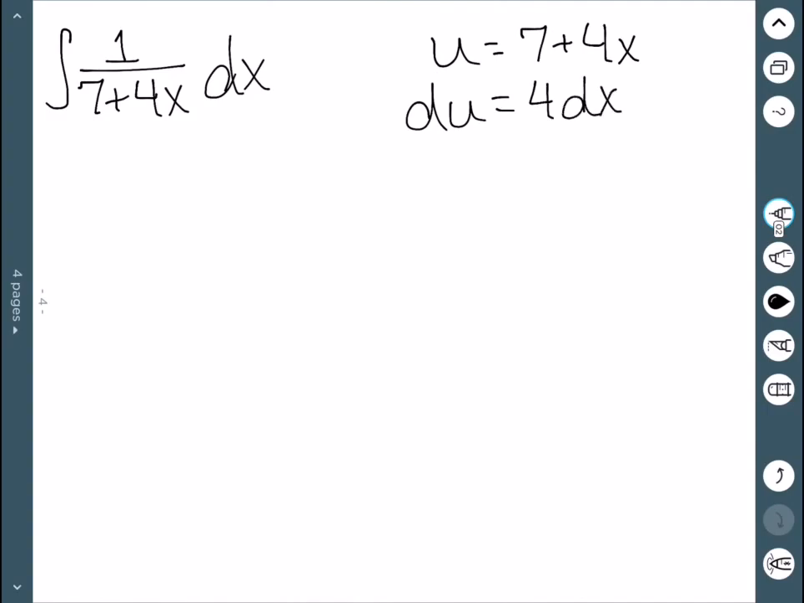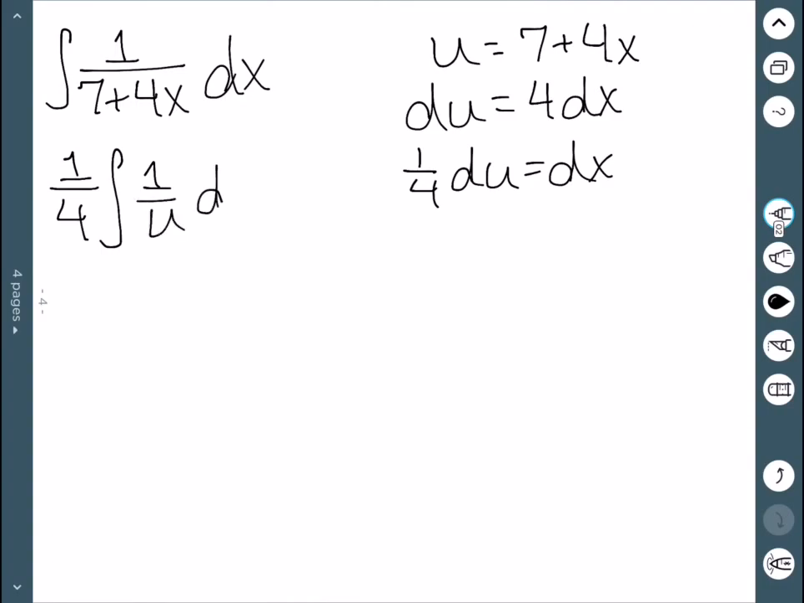Since I don't have a 4 dx in my problem, I'll divide both sides to get 1/4 du. So that gives me 1/4 the integral of 1 over u du. Well, we know the integral of 1 over u is the natural log of u, plus c.